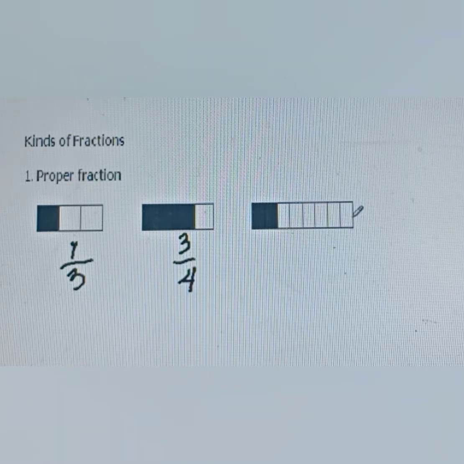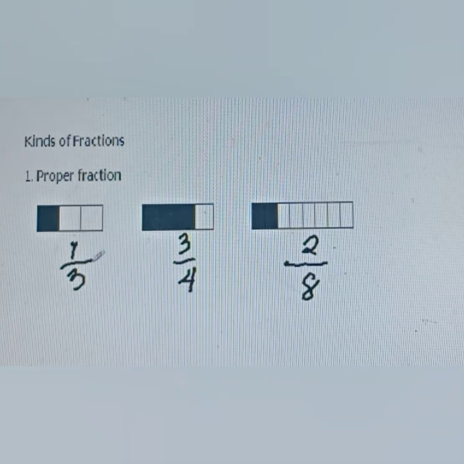And what about the third one? Again, the whole figure represents one whole. It was divided into, if you count, 8 equal parts, and two parts are shaded. So we can say that 2/8 of the figure is shaded, right? If you notice, 1/3, 3/4, and 2/8 are all less than one whole.